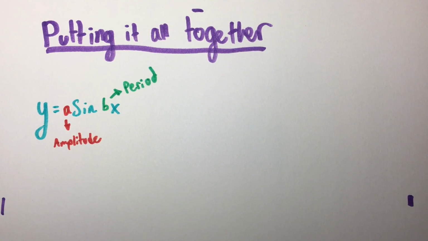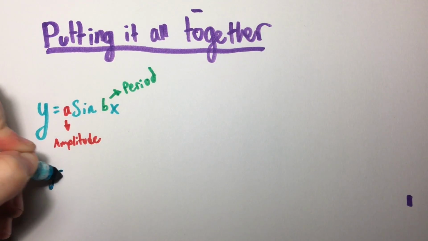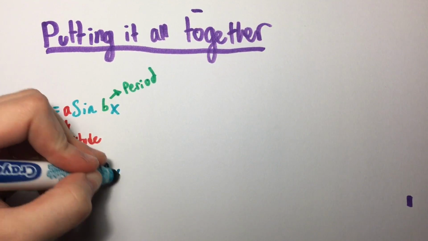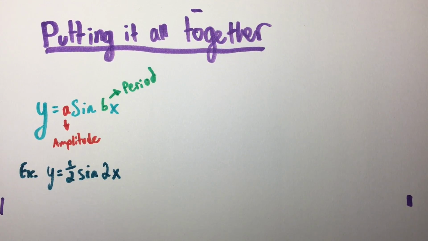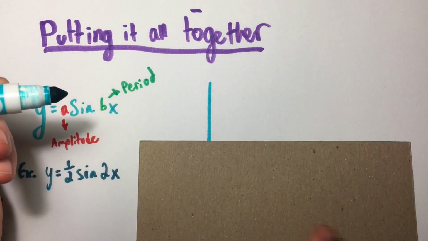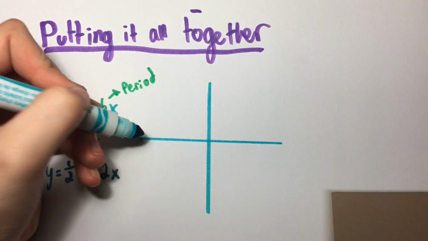Now let's put that into an example. For instance, we could have y equals 1/2 of sine times 2x. In this case, 1/2 would be the amplitude and 2 would be the period. Now we're going to look at what that looks like on a graph.